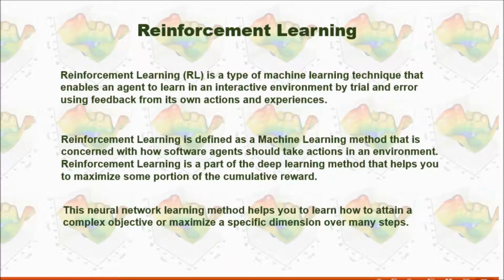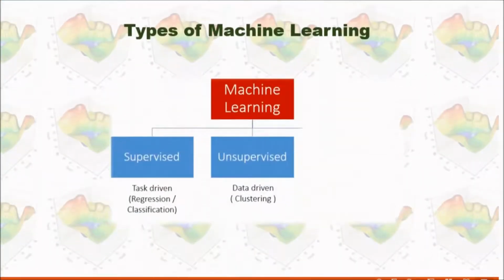Now we know reinforcement learning is a type of machine learning technique. Then how many types of machine learning techniques do we have? We have a supervised method. That means before machine learning, we already knew which category a data point belongs to. And also we have an unsupervised method. That means we didn't know which category a data point belongs to before the machine learning starts.